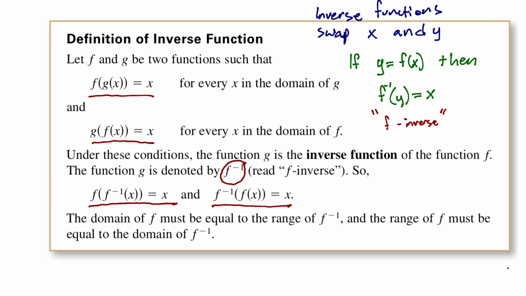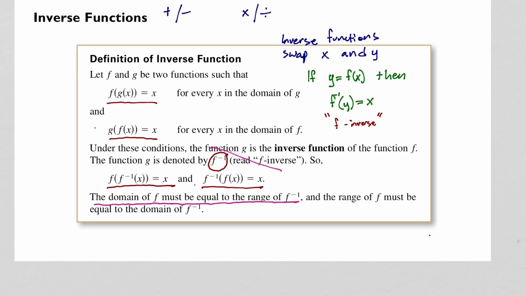A more important note is that the domain of f must be equal to the range of f inverse, and the range of f must equal the domain of f inverse. Okay, so since they swap inputs and outputs, they swap domains and ranges.